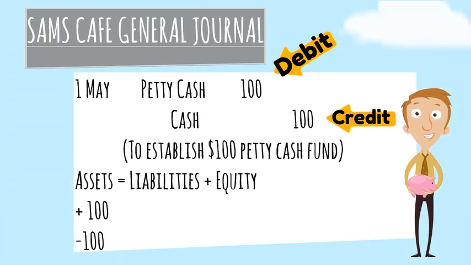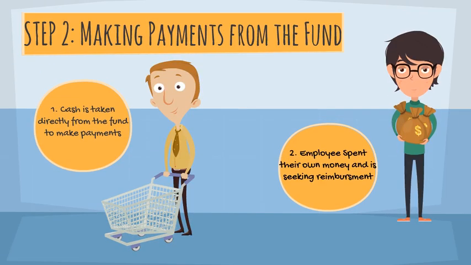Now that the fund is established, it can be used. There are 2 common activities for making payments from the fund. Firstly, it can be taken directly from the fund. Secondly, Sam's employees make the payment from their personal account and later seek reimbursement from the fund.